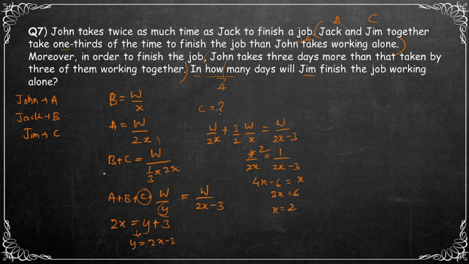Now we have x is equal to 2, so that means b is w by 2, a is w by 4. If you put that information in this equation, w by 2 plus c is equal to 3 by 2 into w by x. X is nothing but 2.